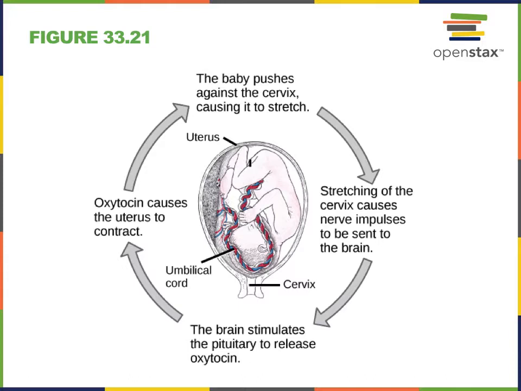So you have the baby pushing against the cervix, which causes it to stretch. That stretching of the cervix causes nerve impulses to be sent to the brain. The brain then will receive those impulses and release oxytocin. Oxytocin causes the uterus to contract, which causes the baby to push against the cervix even more. And then the stretching of the cervix, and so on, it continues, more oxytocin, until the baby is born, and so that is an example of a positive feedback loop.